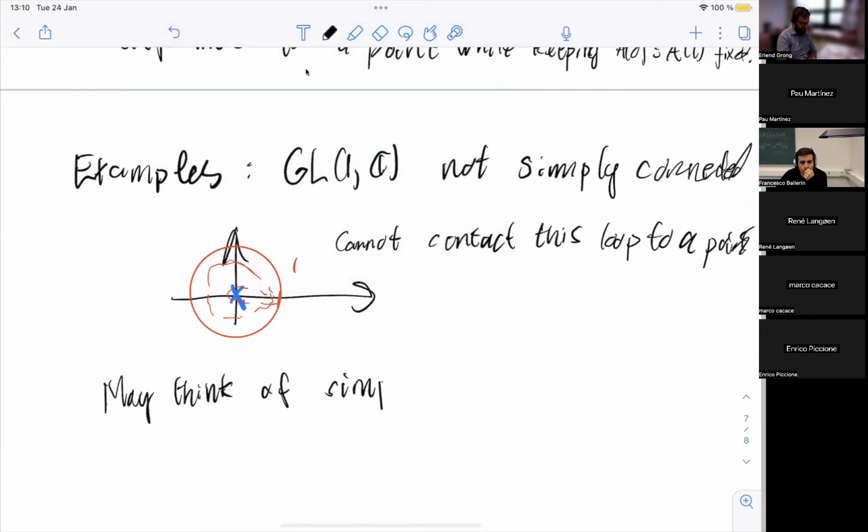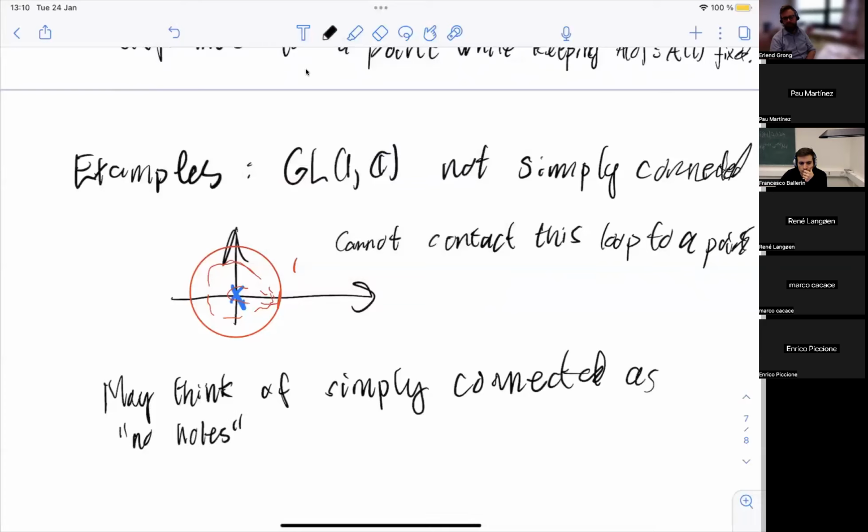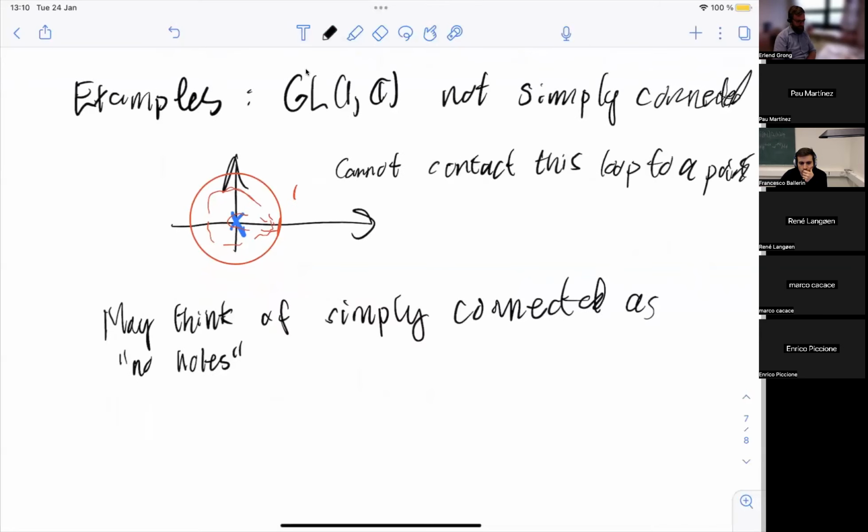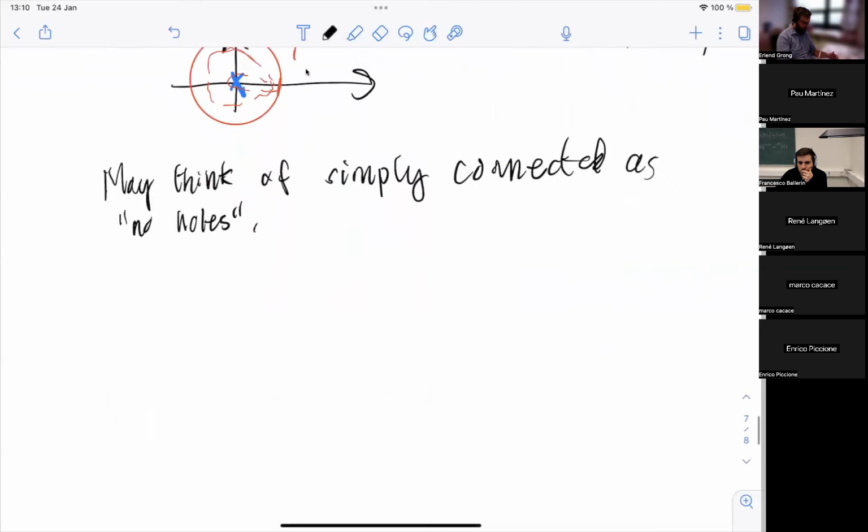And so you can think of simply connected as no holes. So in a way, that is also how we think of it in the complex analysis courses. We're thinking of it as no holes, and this is kind of true. So let's look at another example.